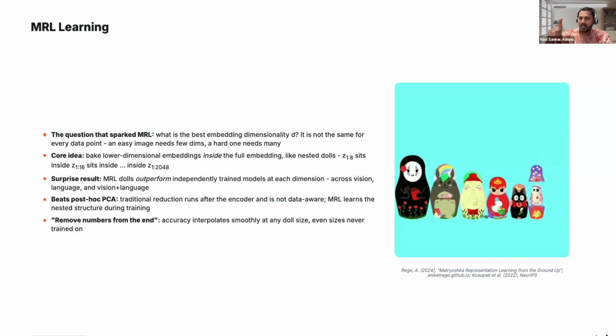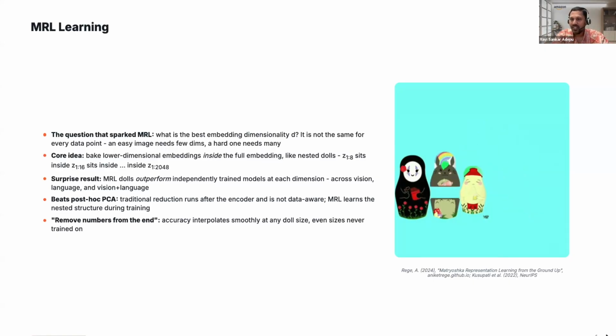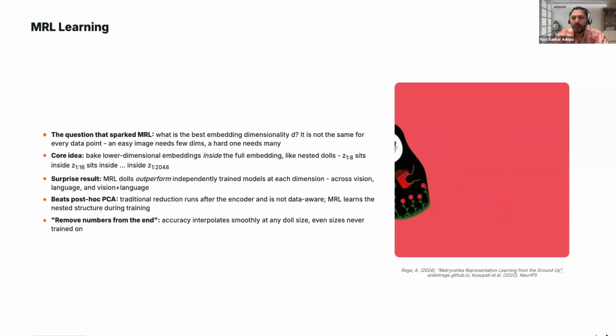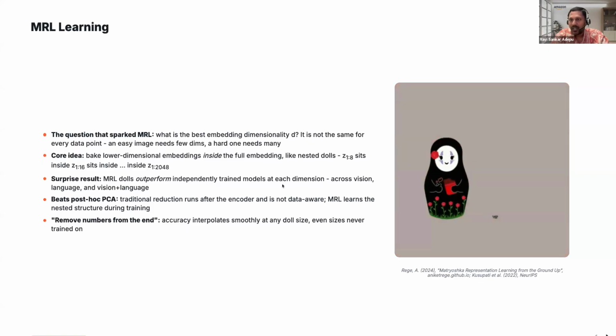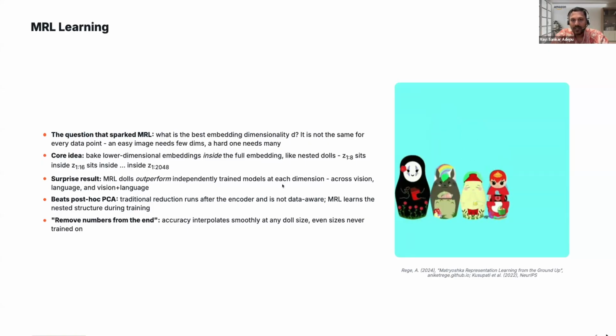And all the way up to the full size. Every prefix is itself a complete usable embedding. So two things that surprise even the experts. First, these nested embeddings actually outperform models which are trained independently at each size. You would expect a penalty for sharing, but you're getting a bonus.